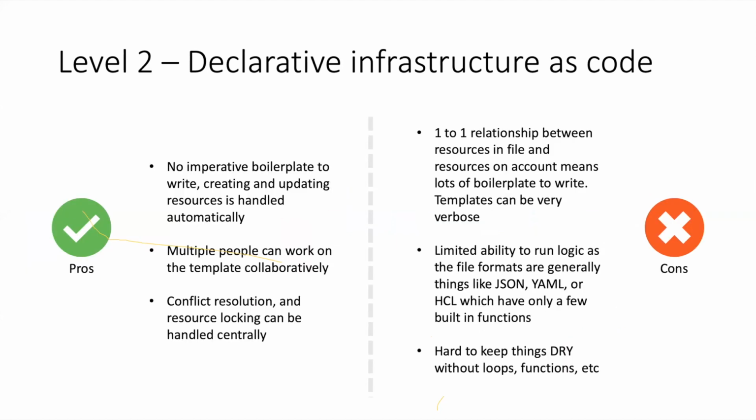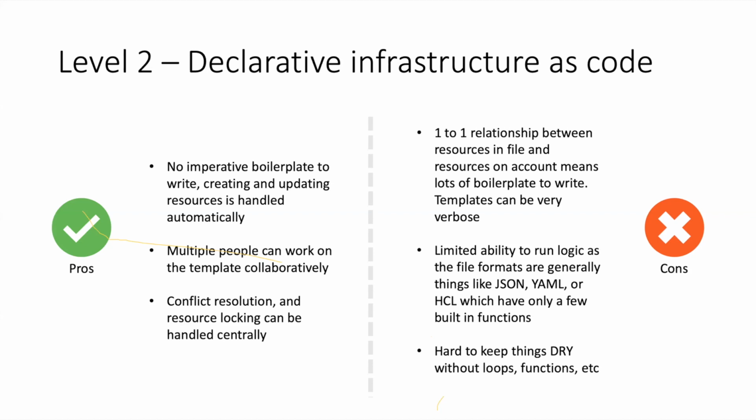So, pros and cons of this declarative infrastructure as code approach. Obviously, there's not a whole lot of boilerplate in here because I don't have to manually write commands to create and update resources anymore. Instead, the infrastructure as code is going to do that for me. And I still have this benefit of being able to collaborate with other people. Multiple people can work on this template at the same time.